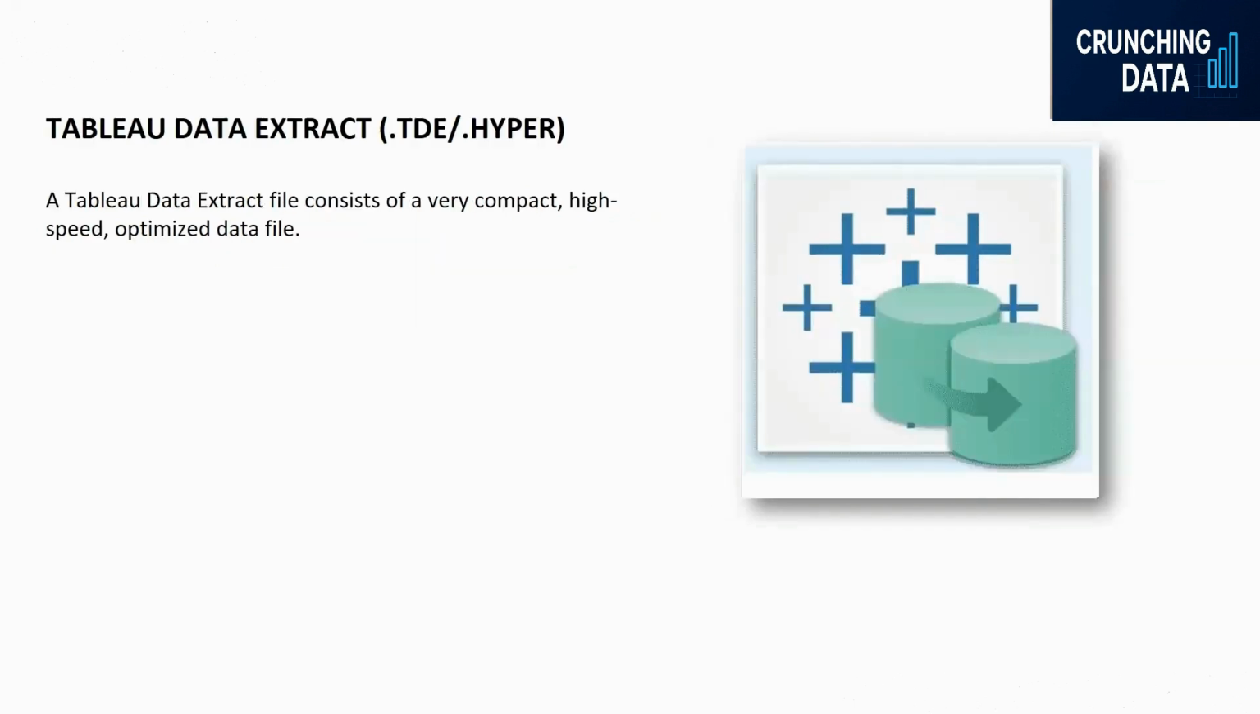The next type is the Tableau Data Extract, whose extension is .tde or .hyper. We have already talked about the extract data. The extract data is the subset of the whole data which is used to increase the speed of analysis. We use it when we can do the analysis on just a part of data and we do not want our analysis to be slow.